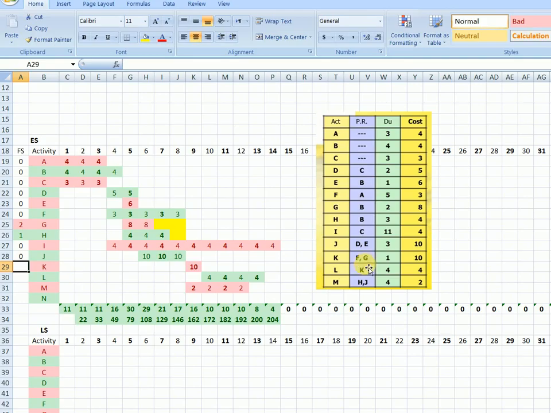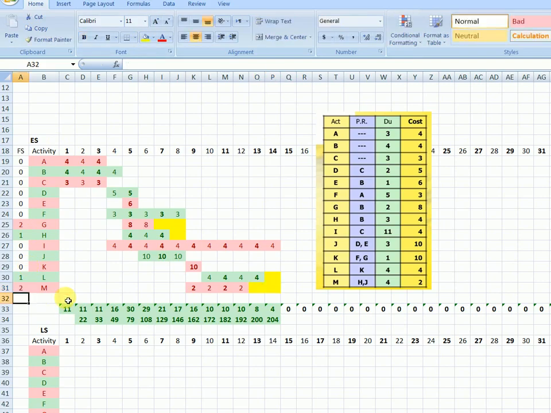K depends on F and G. Sorry, K goes down to L. Where are K and L? This is K, this is L, so 0. Okay, this is free slack. L. L is nothing here, isn't it? So we can say 1. M. We don't have any here, right? No, so delete this, and we have 2 here.